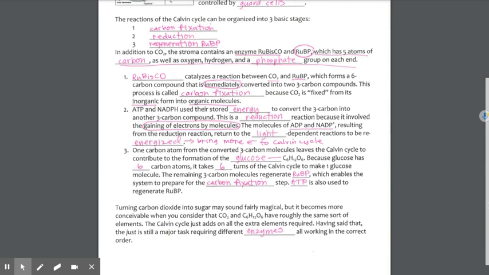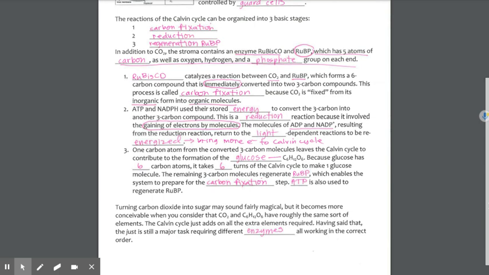So finally, turning carbon dioxide into sugar may sound fairly magical, but it becomes much more conceivable when you consider that CO2 and C6H12O6 or glucose have roughly the same sort of elements. The Calvin cycle just adds all of the extra elements required. Having said that, the job is still a major task requiring different enzymes all working in the correct order. And that is the big picture.